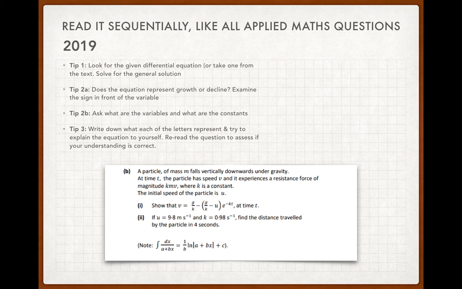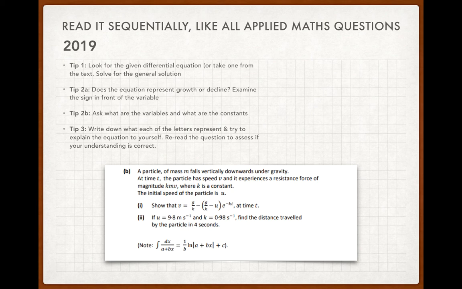Particle of mass m falls vertically downwards. You need to draw a box. If it's got a mass, it's got a weight, so mg is the force acting downwards on it. At time t, the particle has a speed v and it experiences a resistance force of magnitude kmv. So on your box, there'll be an upward force of kmv, and the acceleration we're going to assume is downwards. If you apply F net is equal to ma, that will give you an equation for the acceleration.